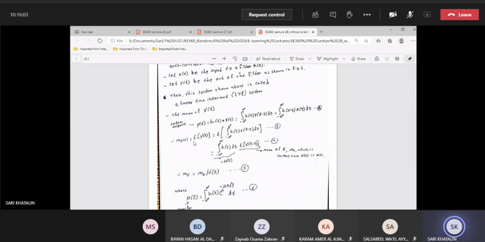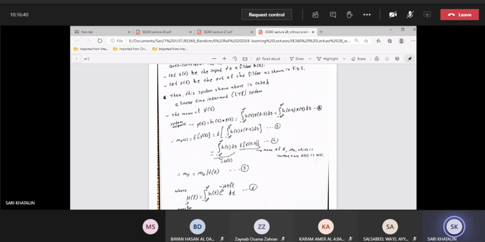So obviously the mean here is going to be the expected value of both sides, the expected value of y of t. It's going to be the expected value of this equation, for example, right here, or here, doesn't matter, either one is okay. If we take the expected value of this one here, now this one here is a constant, okay? So you would end up with this h of tau.